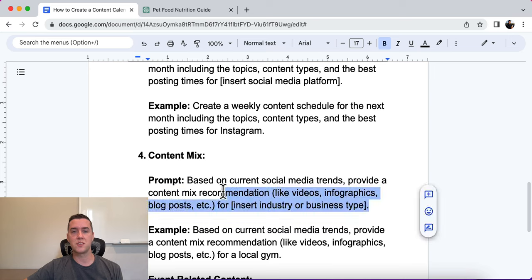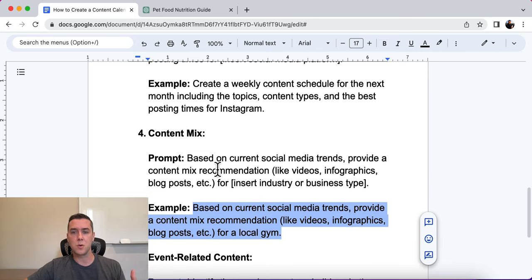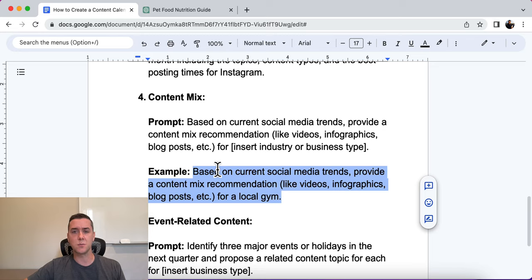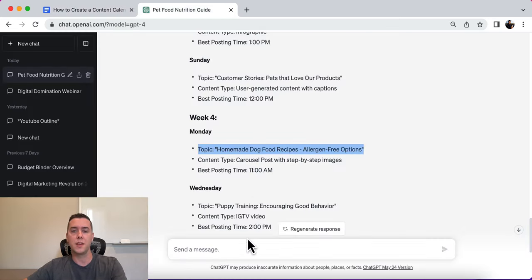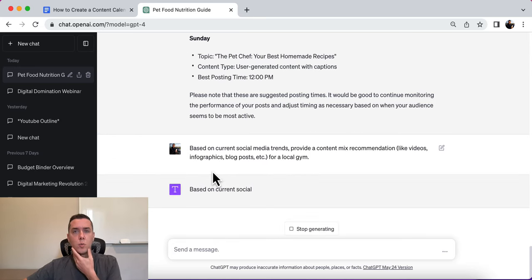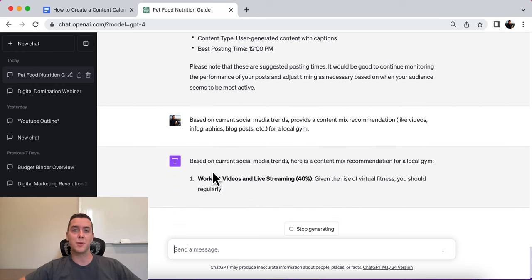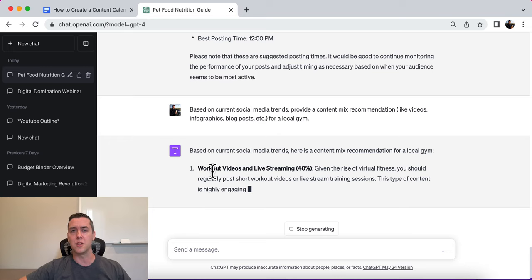So this is the prompt. Based on current social media trends, provide a content mix recommendation like videos, infographics, blog posts, etc. for industry, or insert your industry or business type. So this is going to give us some social media trends for a local gym. This is a little bit different than the pet food. This will allow us to not just post the same exact stuff every single day, where people get bored of it and stop watching or unfollow.